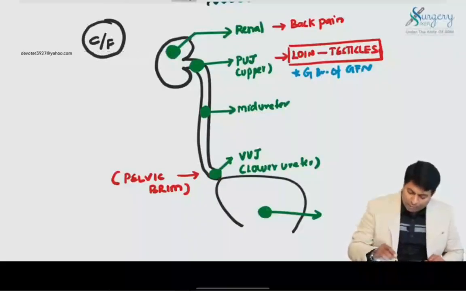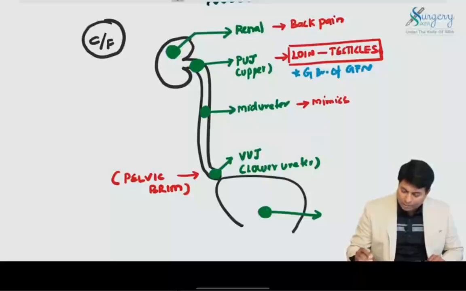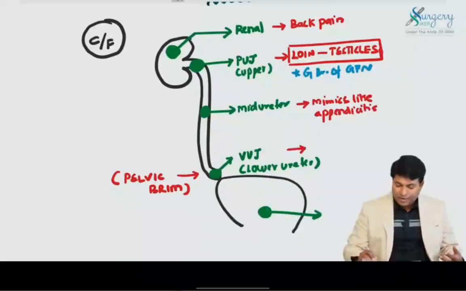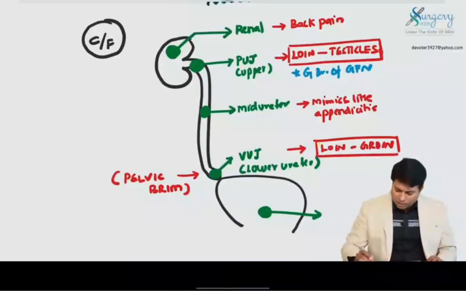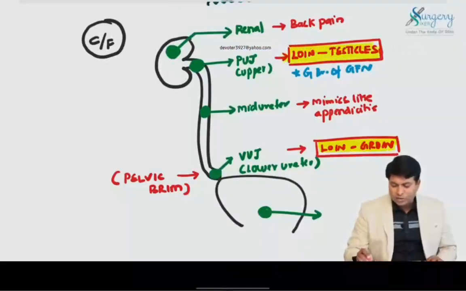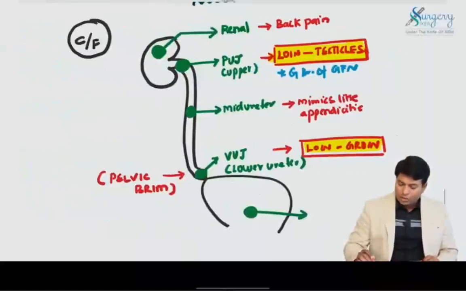Mid-ureteric pain mimics appendicitis on the right side and diverticulitis on the left side. VUJ stone causes pain radiating from loin to where? Loin to groin. So don't get confused in this. Loin to groin is VUJ stone. Loin to testicle is PUJ stone. Loin to groin is also known as the medial side of thigh.